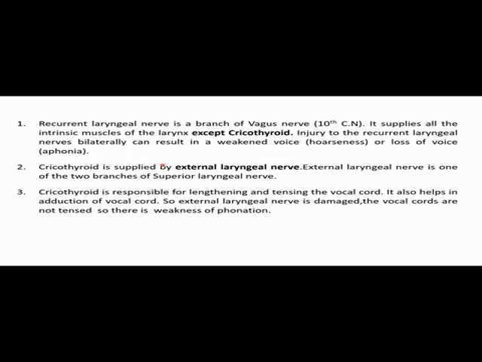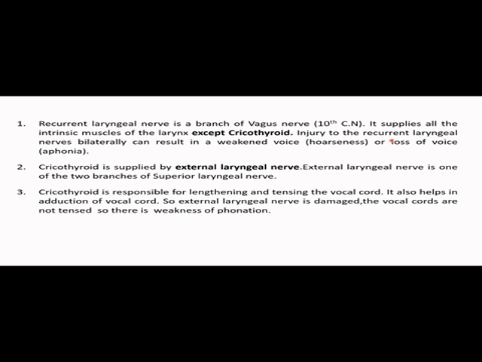So now, the next point is if there is a problem with the recurrent laryngeal nerve. If the recurrent laryngeal nerve is injured bilaterally, then what will happen? Since it is supplying all the intrinsic muscles except for cricothyroid, there will be a problem with the movement of the, what do the intrinsic muscles do? They help in the movement of the vocal cords. So if the vocal cords are not moving properly, the voice is either weakened or changed.